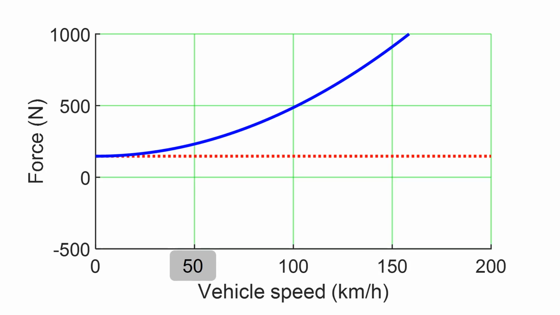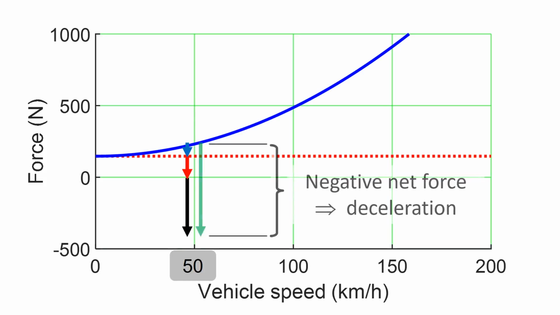This active deceleration can be illustrated in the force speed diagram. Notice that the y-axis has changed and now includes negative force values. The aerodynamic resistance and rolling resistance are added to the now negative traction force, resulting in a bigger negative net force and thus even more deceleration.